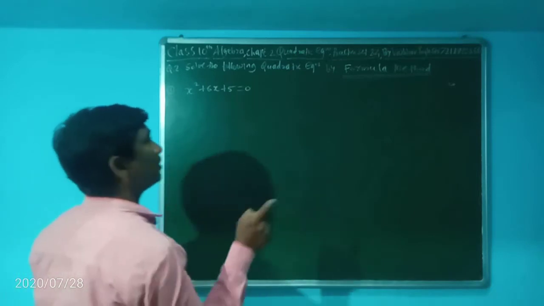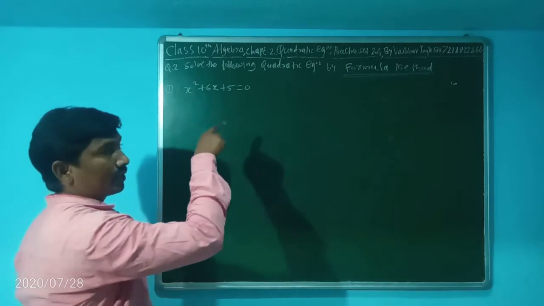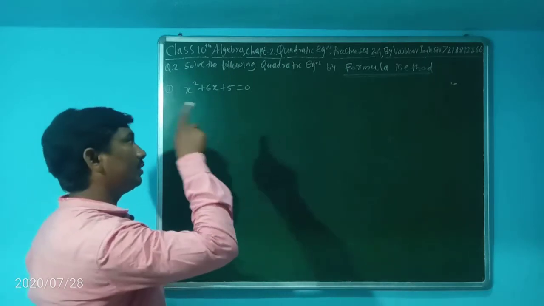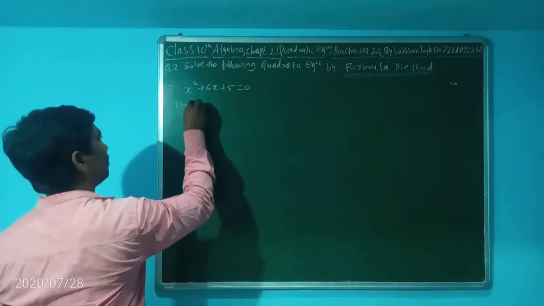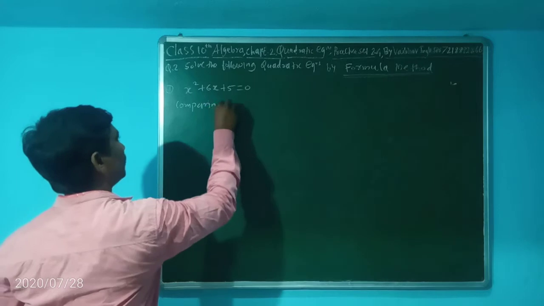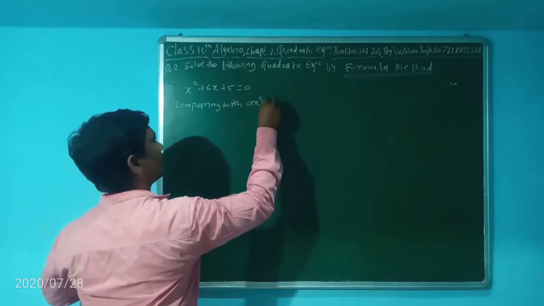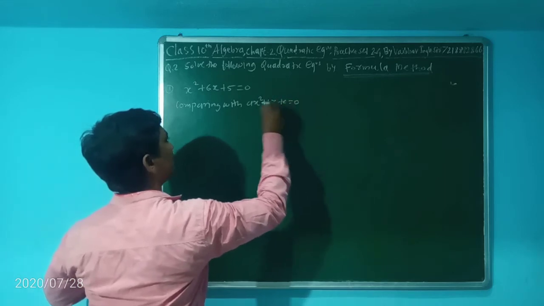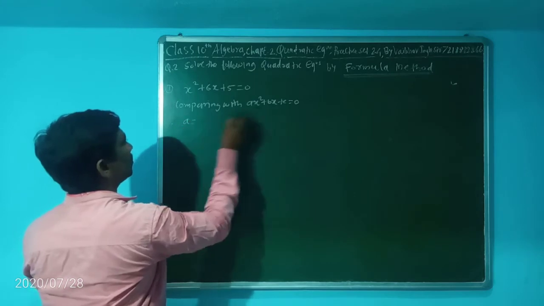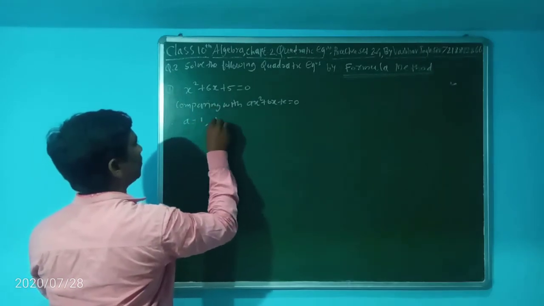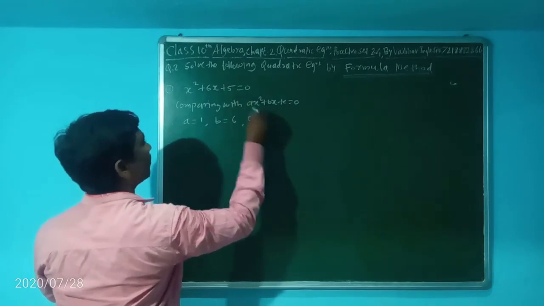So what is the first step? You have to see whether the given quadratic equation is in the general form or not. If it is, then directly compare it with the general form, that is ax square plus bx plus c equals 0. So you will get a equals 1, b equals 6 and c equals 5.